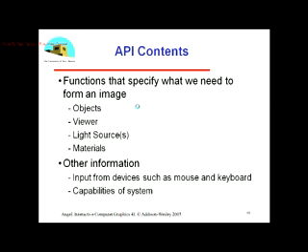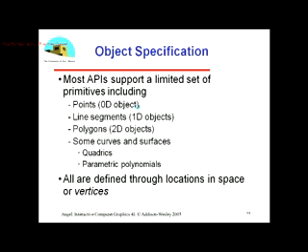Capabilities of system. Object specification. Most APIs support a limited set of primitives including points, 0D objects, line segments, 1D objects, polygons, 2D objects, and some curves and surfaces: quadrics, parametric polynomials. All are defined through locations in space of vertices.